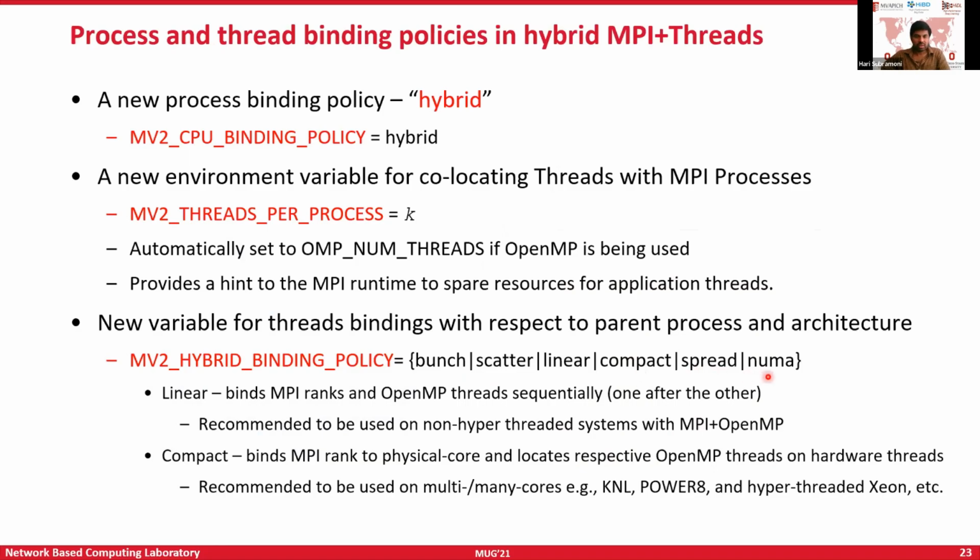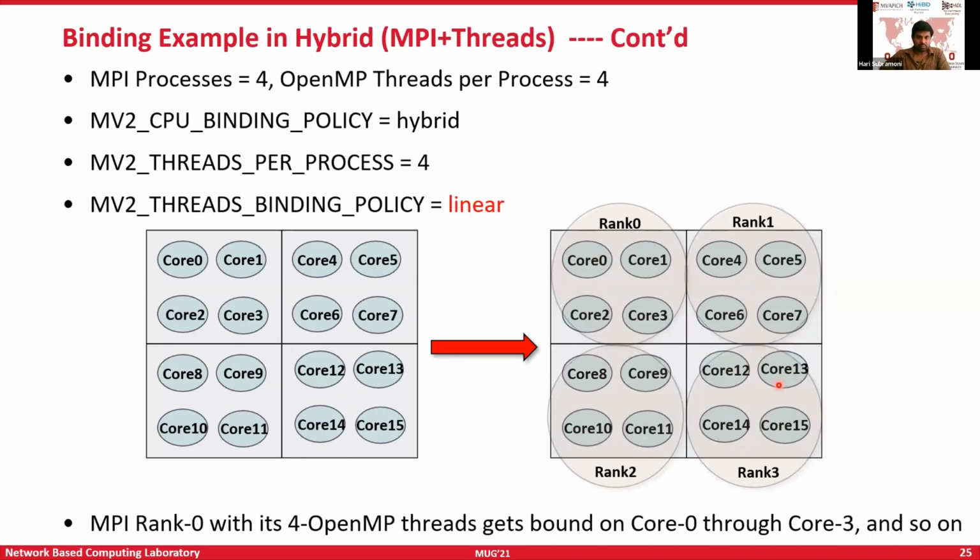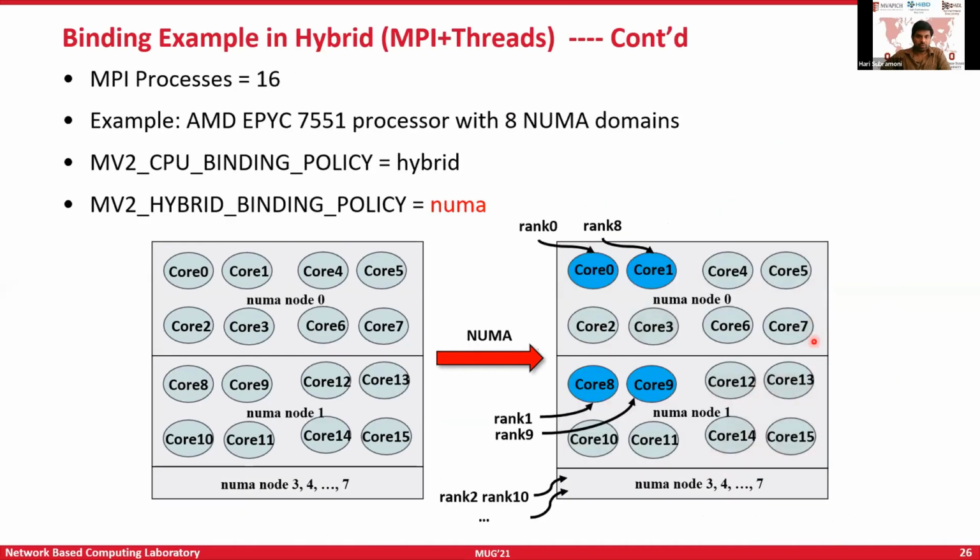I'll go through some sample examples of how this works. Suppose you want a hybrid binding policy with 4 threads per process with the compact mapping. Rank 0 would get these many cores, rank 1 would get these many, rank 2 would get these many, and rank 3 would get these many. This is how the process binding would work. It would be a little different in the case of a linear binding policy, and for a NUMA binding policy, it would be even more different.